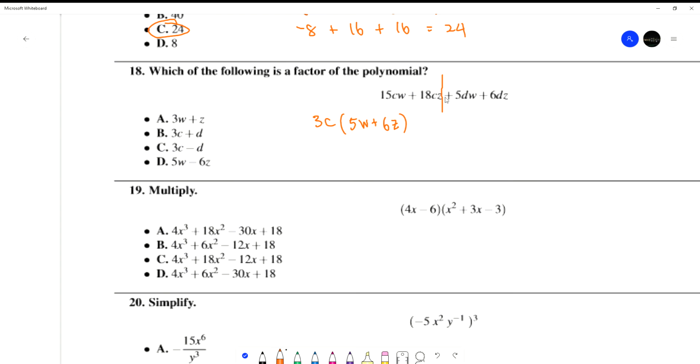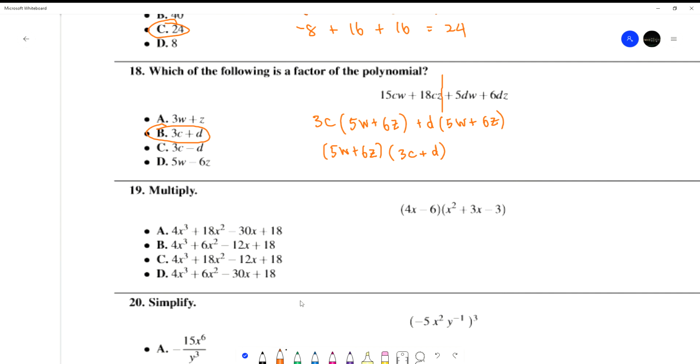I move on to the second group. I see that there's a 1, right, because 5 and 6, there's no other common factor, and then there's a D. So 1D, it's positive, so it's positive D. I get 5W plus 6Z. Okay, now I look at it as one problem, and I see there's a common binomial factor in both groups, 5W plus 6Z, and then the remaining factor is 3C plus D. Okay, so 5W plus 6Z does not exist as an answer choice, but 3C plus D does. That's the answer choice B.